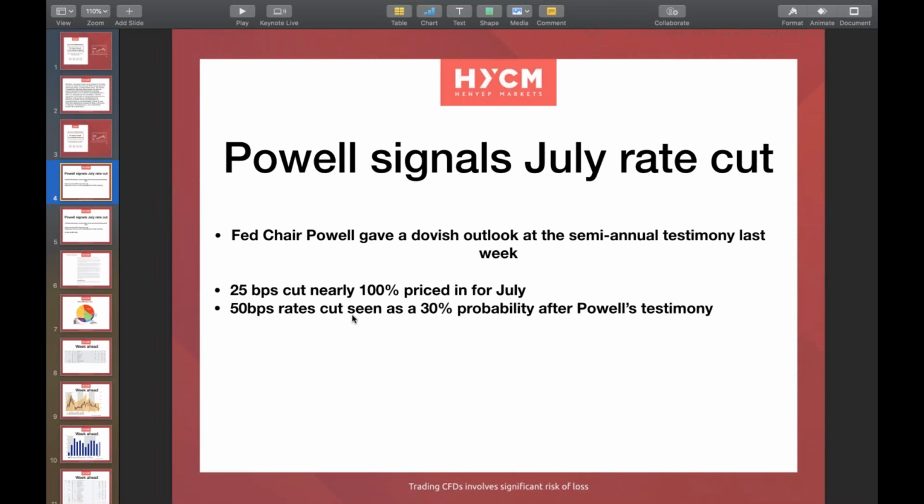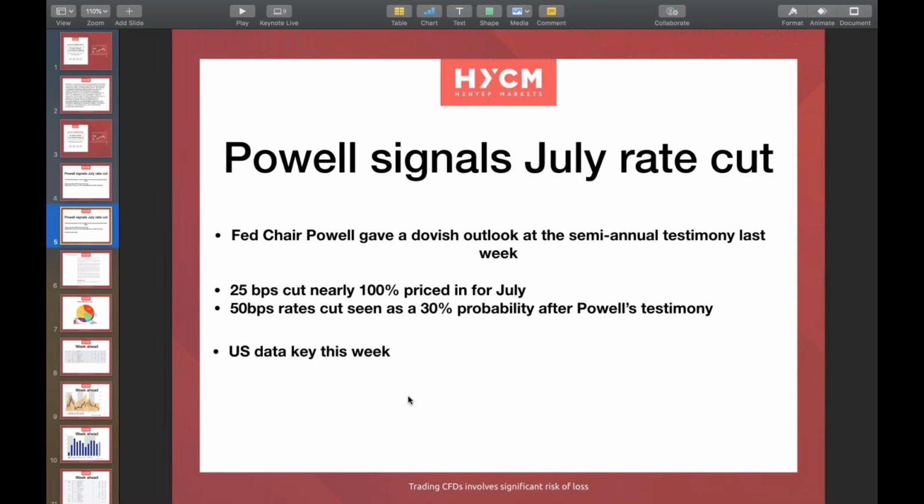Now, what happened after the semi-annual testimony was Powell was seen as so dovish that a 50 basis point rate cut was seen as now a 30% probability after Powell's testimony. So that's a half a percentage point rate cut. So the market was recognizing, okay, there is a possibility now that Powell cuts interest rates at the end of July when the Federal Reserve have their rate meeting by half a percentage point, by 50 basis points, okay? So the market sold off the US dollar on this increasingly dovish outlook by Jerome Powell, okay?